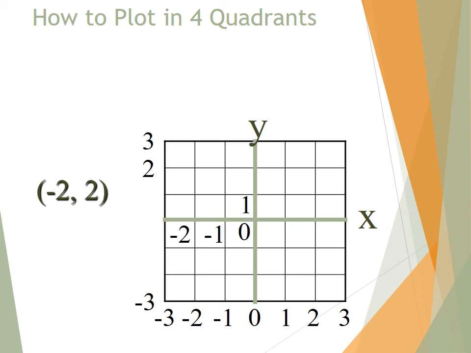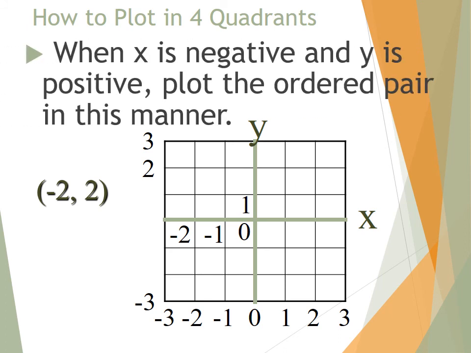How to plot in 4 quadrants? We can see right over here, we have another example, -2, 2. When the x is negative and the y coordinate is positive, plot the ordered pair in this manner. The x coordinate is negative here, so we'll plot here. Again, y is positive, so we go upwards from this new position. So this is the position of -2, 2.